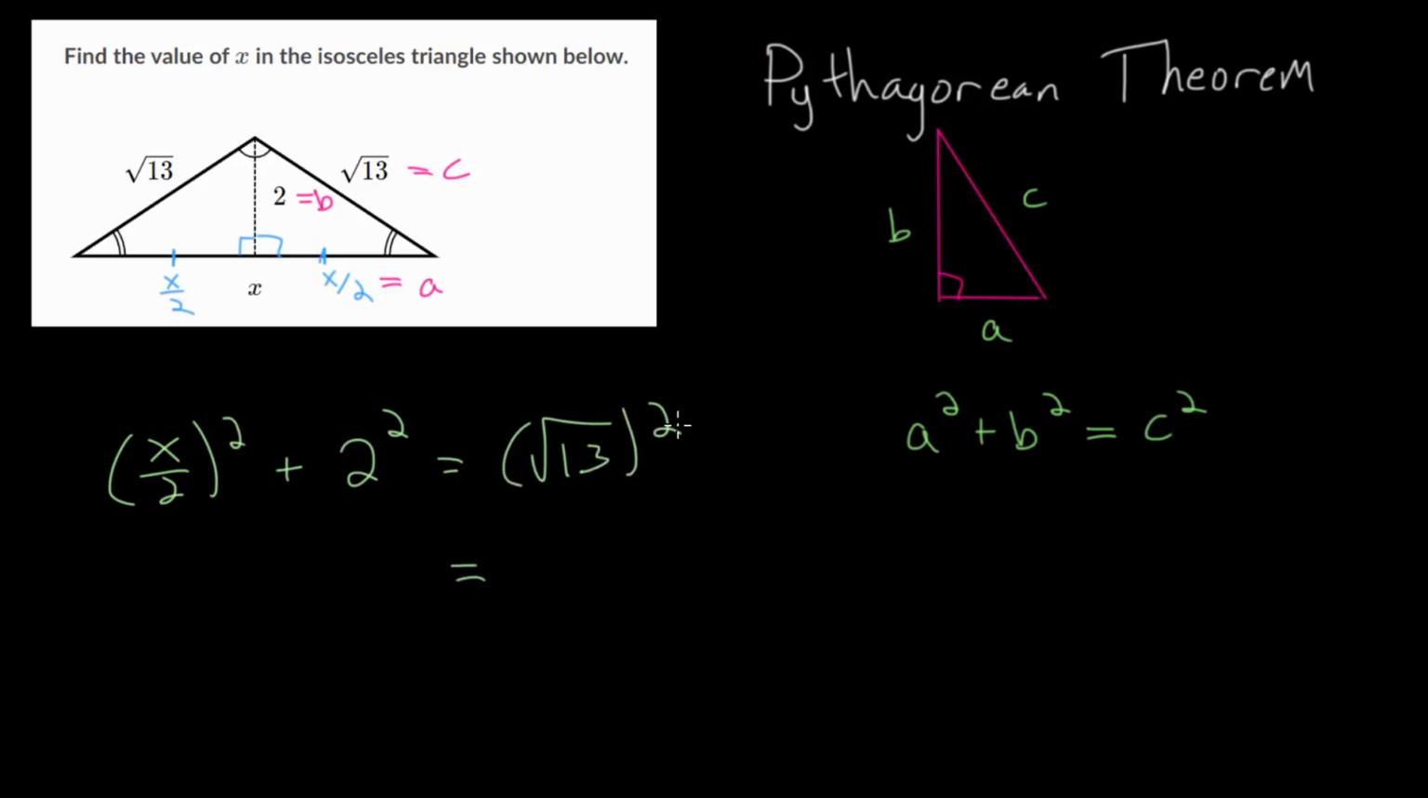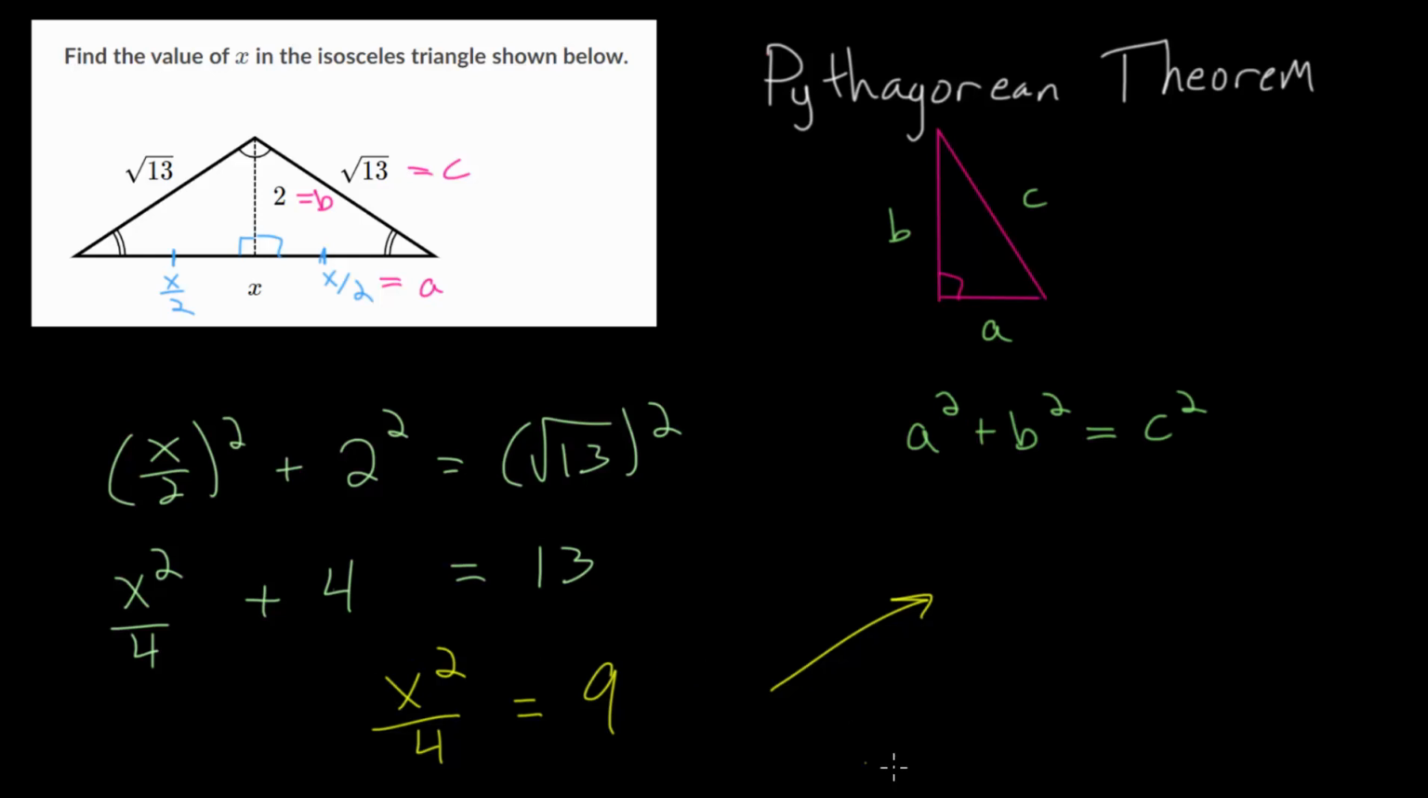Now, square roots and squares cancel each other. So this is just 13. And x over 2 times x over 2, that's just going to be x squared over 4. And 2 squared, 2 times 2 is equal to 4. So let's subtract 4 on each side. So we get that x squared over 4 is equal to 9. And we'll multiply each side of the equation by 4. So 4 times 9, that's 36. So we get x squared is 36.